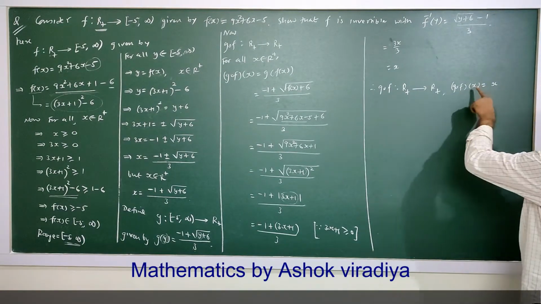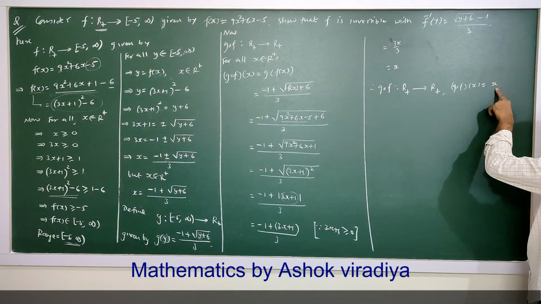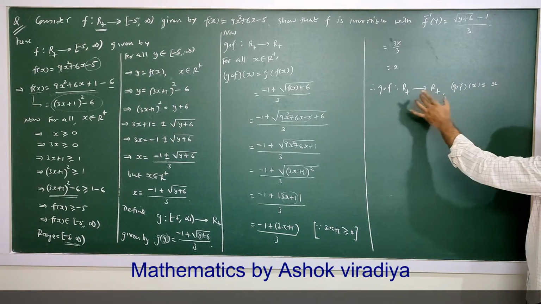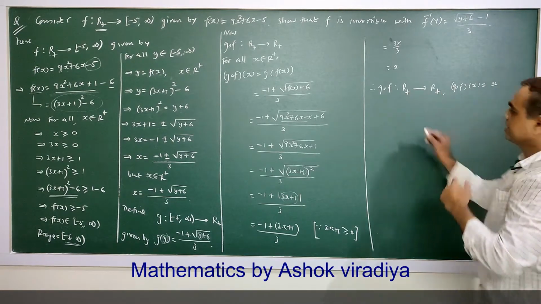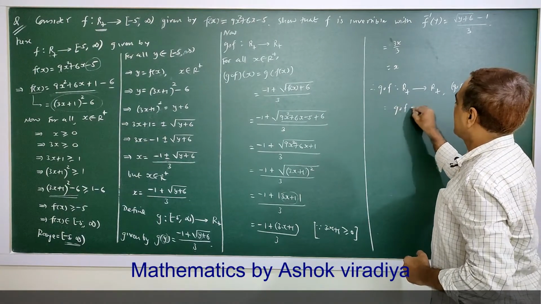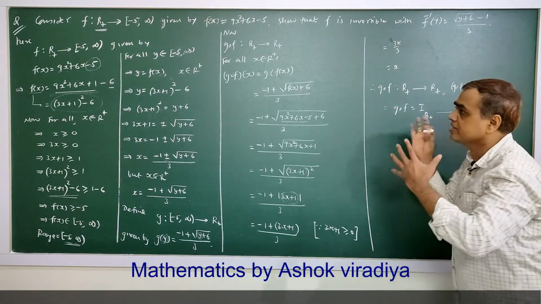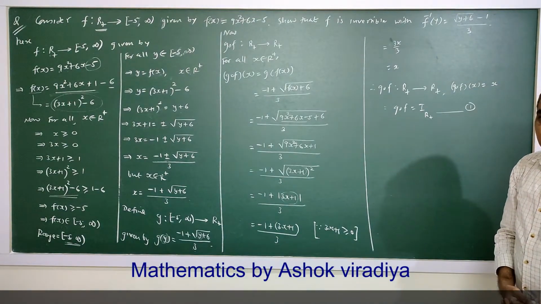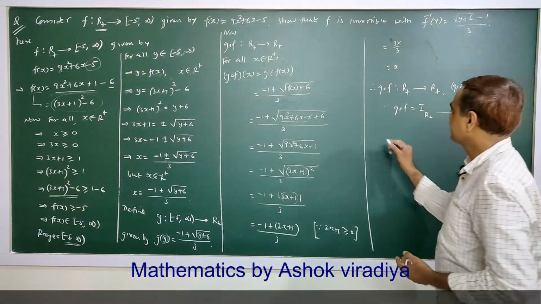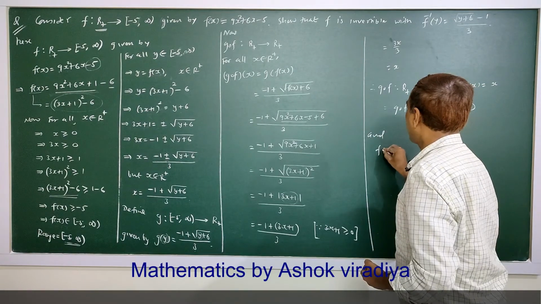So this function keeps each element unchanged. Domain and codomain are R plus. So this is the identity function on R plus. The first condition is satisfied. Now the second condition. The second is about FOG.